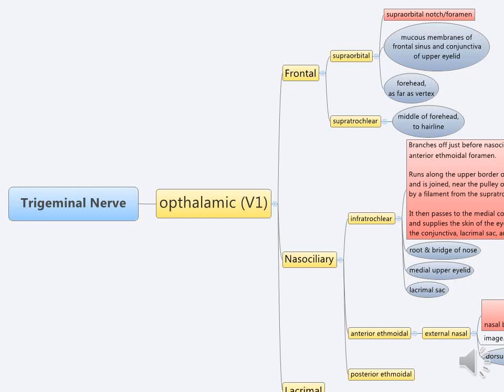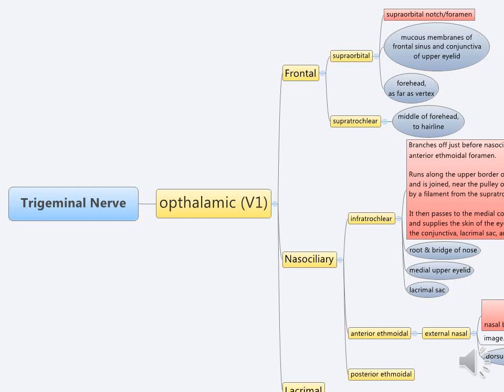The first division is the ophthalmic division, V1, divided into three branches: the frontal, nasociliary, and lacrimal. The frontal nerve branches into two divisions, supraorbital and supratrochlear. The supraorbital supplies the supraorbital notch foramen, the mucosal membrane of the frontal sinus, and the conjunctiva of the upper eyelid and forehead as far as the vertex. The supratrochlear supplies the middle of the forehead to the hairline.